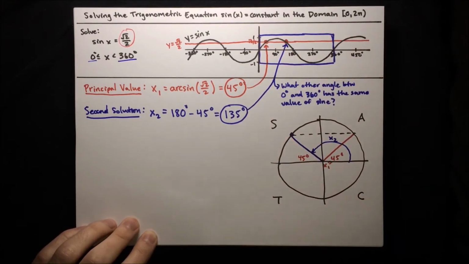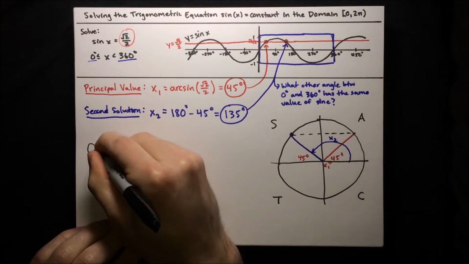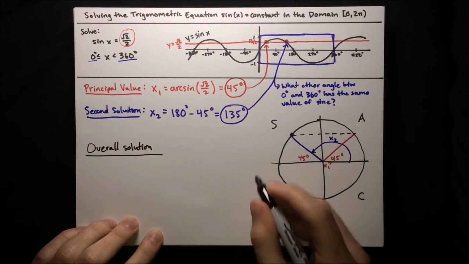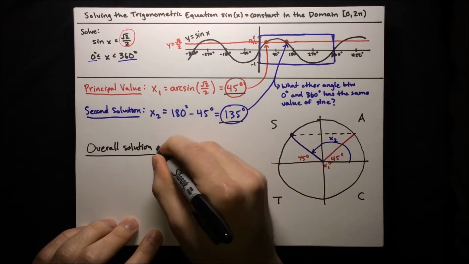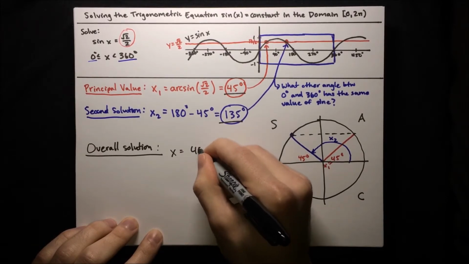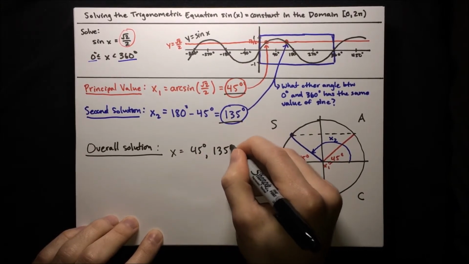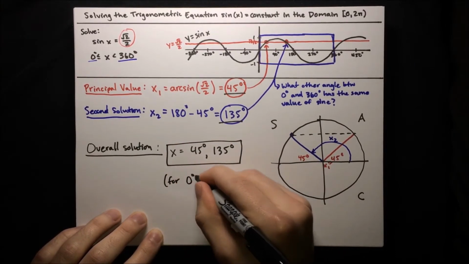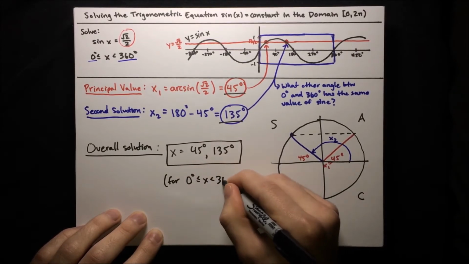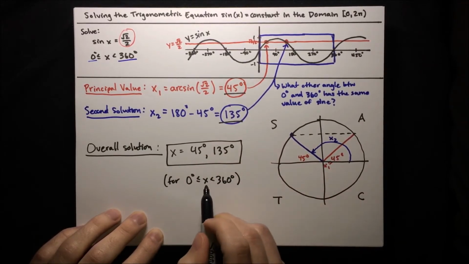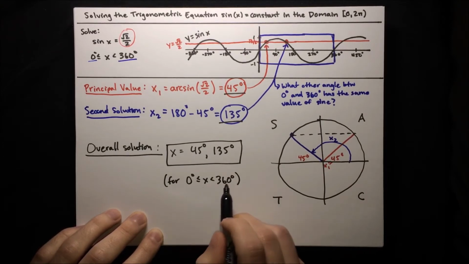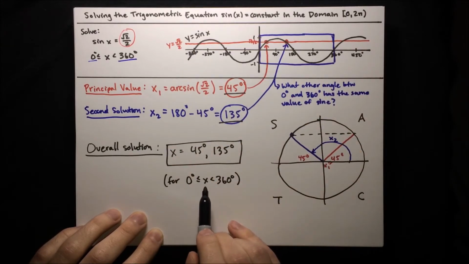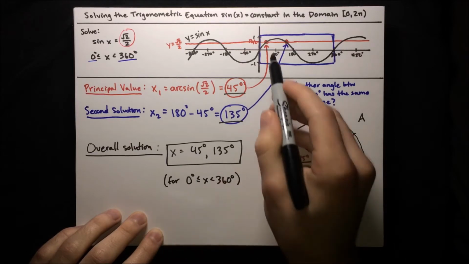Okay, cool. So now we've got our overall solution. Our overall solution is just 45 degrees and 135 degrees. So x equals 45 degrees, 135 degrees. And remember, that's just for x between 0 degrees and 360 degrees. If we didn't have this limit here, if we didn't have this particular domain that we're talking about, then we'd have infinitely many solutions. But we're only interested in x between 0 and 360, so that's why we only have these two solutions right here.